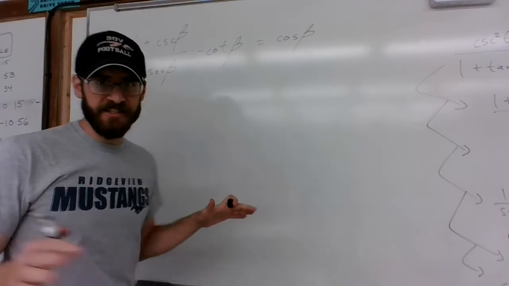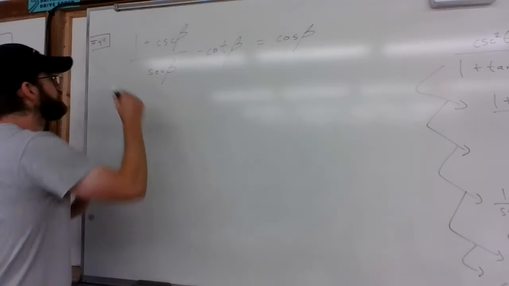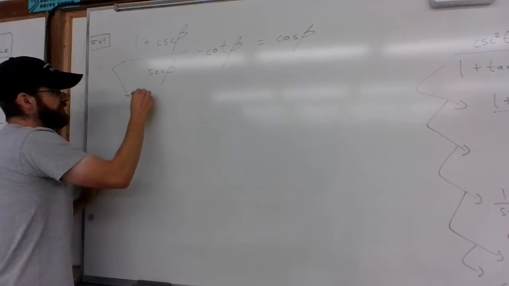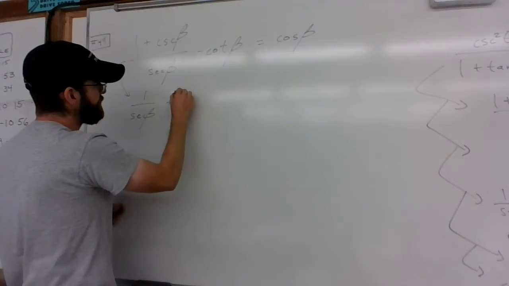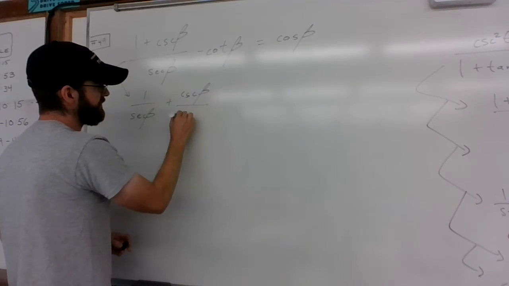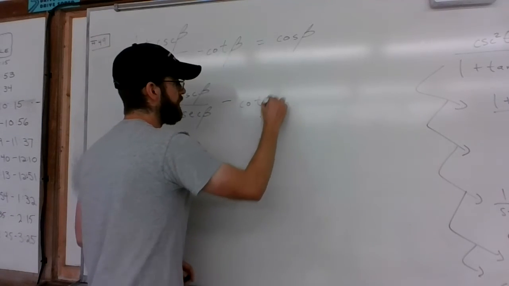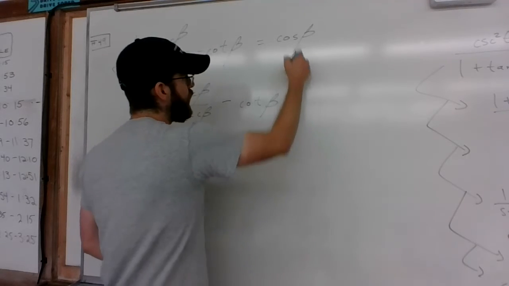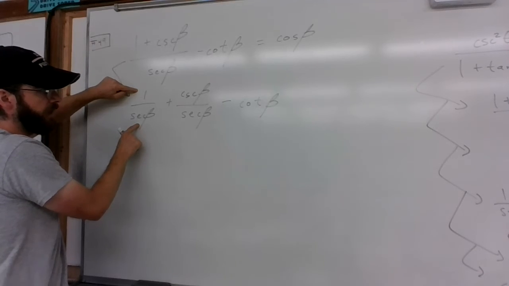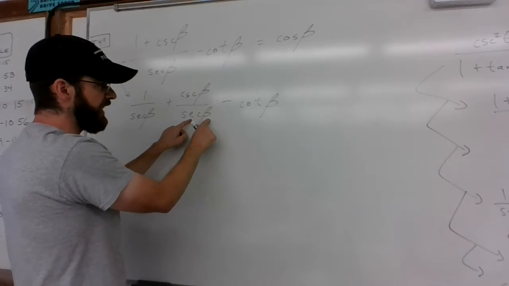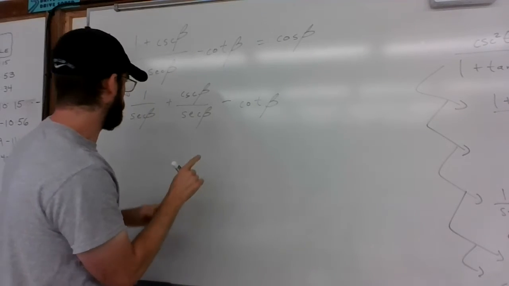So my gut instinct is to split up this fraction. Since it's not squared, I can't do any identities. So that's 1 over secant of beta plus cosecant of beta divided by secant of beta minus cotangent beta. So right away, I recognize that this is cosine. So I'm hoping that this will end up being cotangent. So that's what I'm going to work for right now.